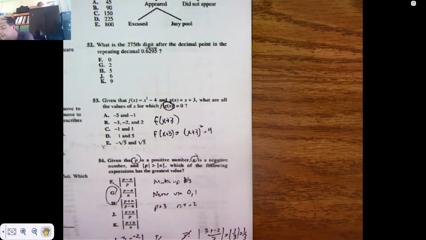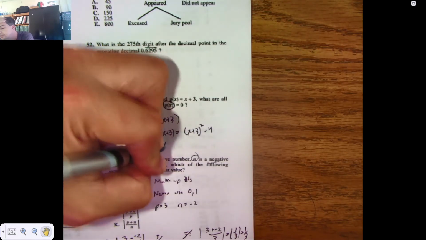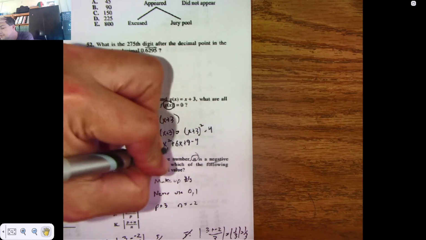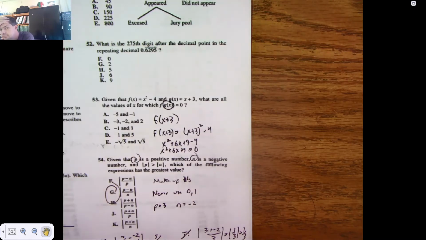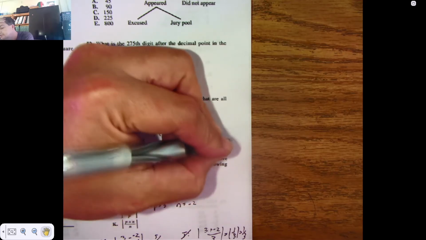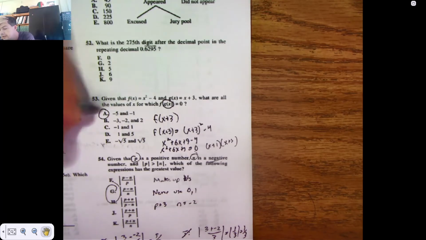When we FOIL that out, we get x squared plus 6x plus 9, then minus 4. X squared plus 6x plus 5. All right? And remember, they want to know when this thing's equal to 0, and you know how to factor. That's x plus 1, x plus 5. So your x values are -1 and -5.